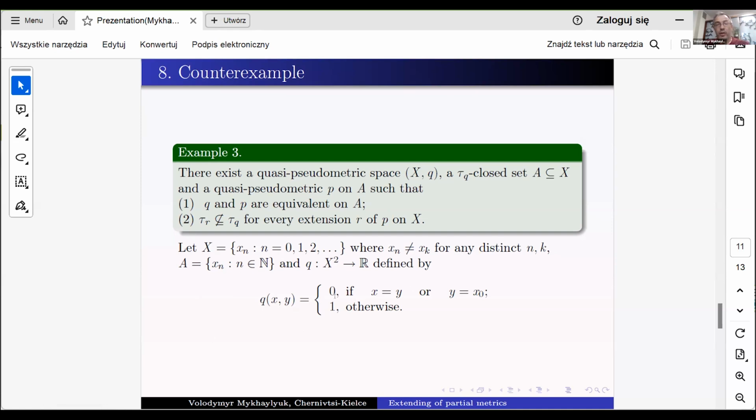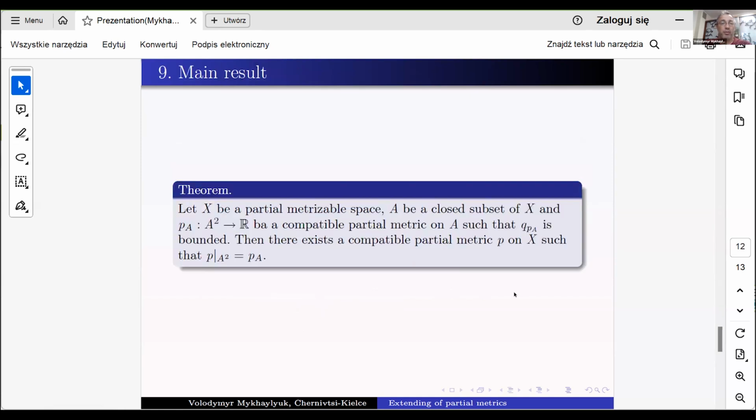And the main positive result is the following. Let X be a partial metric space, A a closed subset, and PA a compatible partial metric on A such that the corresponding quasi-metric is bounded. Then there exists a compatible partial metric P on X such that it is an extension of PA.